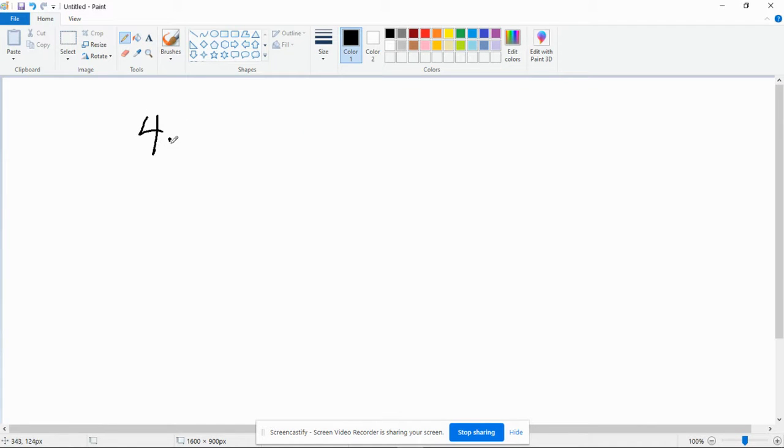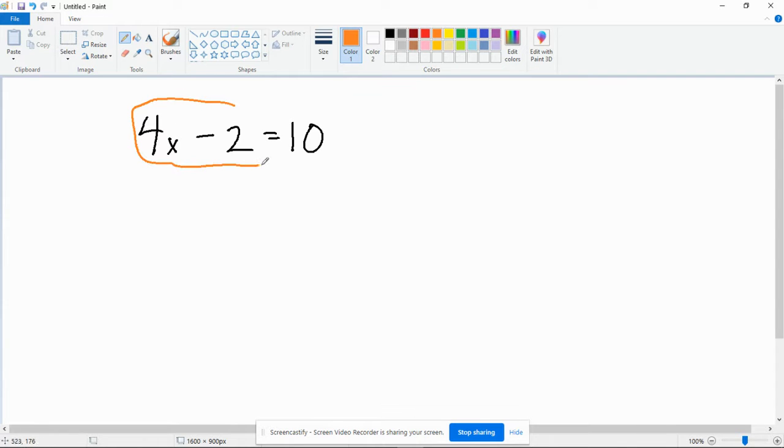4x take away 2 equals 10, as an example here. The key is balancing. So it's like a balance beam. So you think to yourself, what's easy?